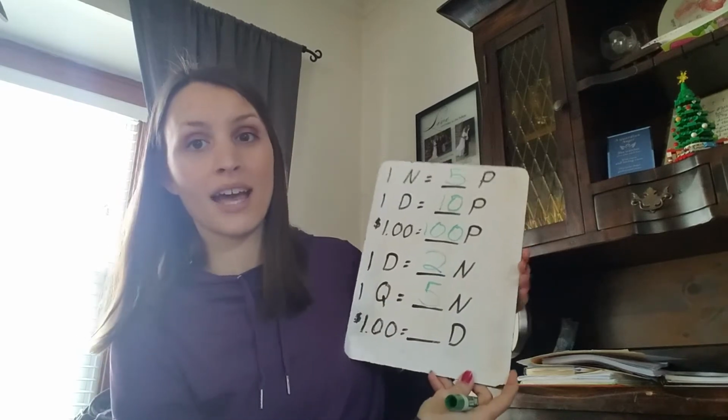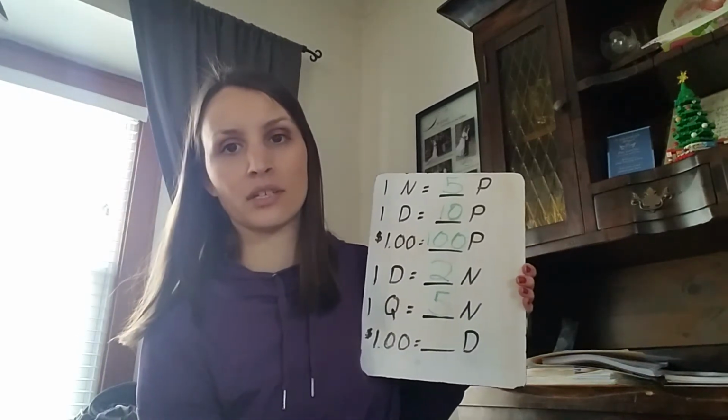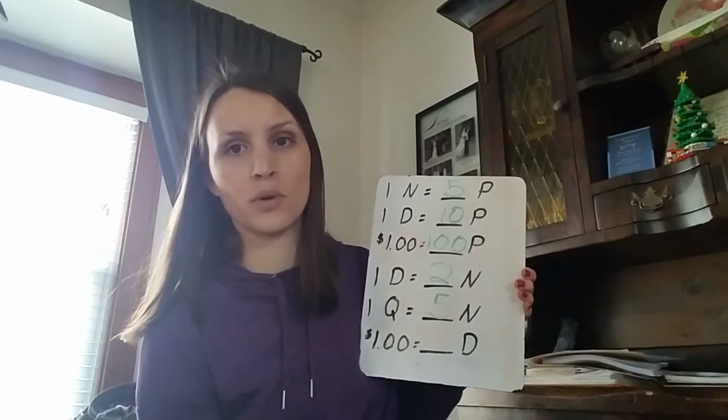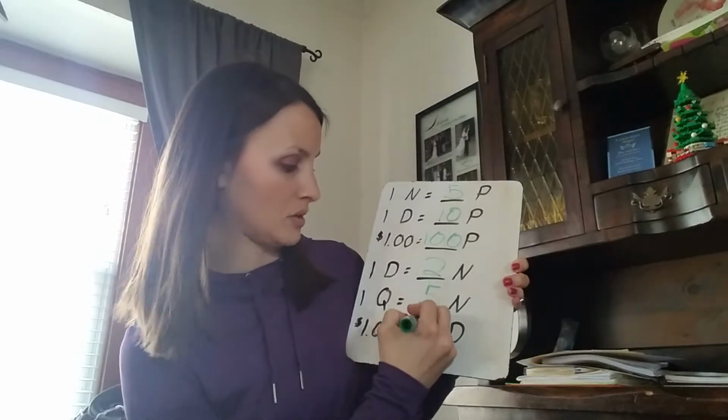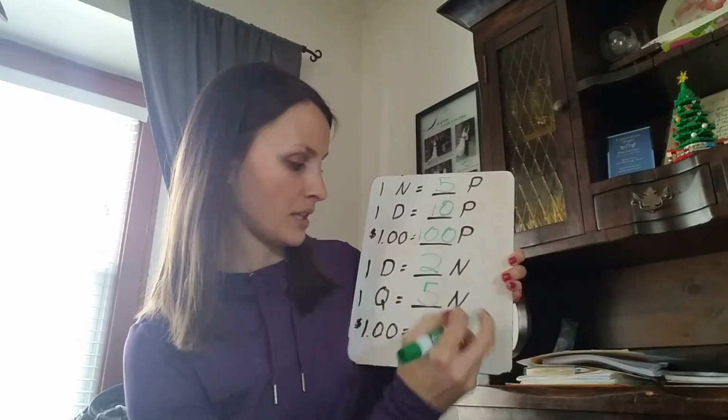And in $1, how many dimes? So we're going to count by tens. 10, 20, 30, 40, 50, 60, 70, 80, 90, $1. So 10 dimes in $1.